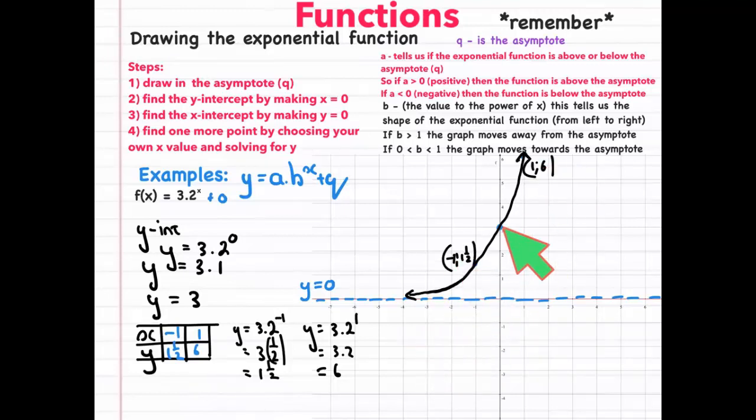So that's quite easy to draw if we already know the shape. Usually they don't ask us to put in all these points. Sometimes they ask us to put in one more point, so you choose your own x value and then you just calculate your y. Other times they just want to know where the asymptote is and where your y-intercept is. Now let's go and look at another example.